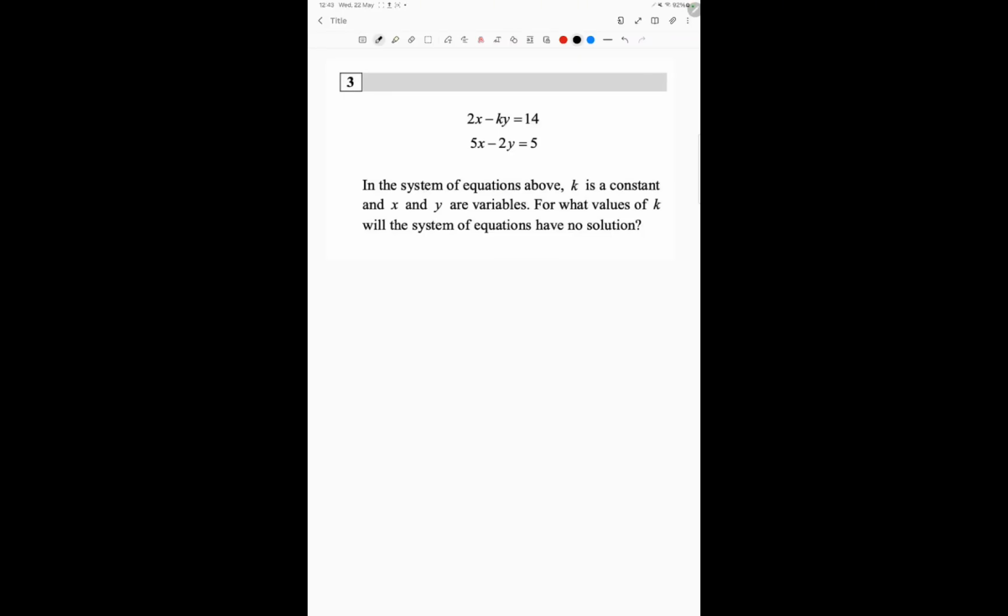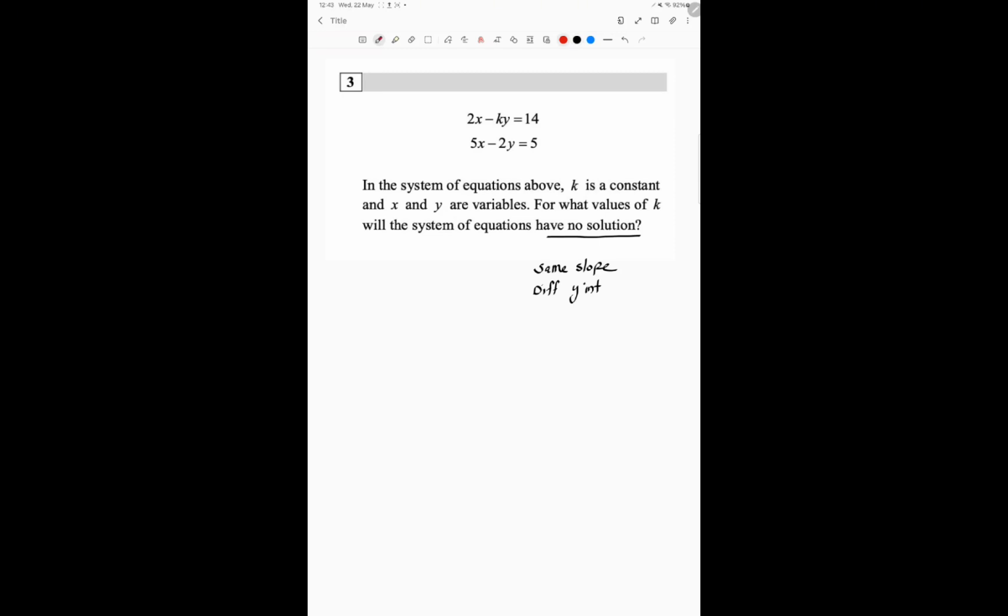Here the question talks about having no solution for a system of equations. Now, if we have no solution, it basically means that those two lines will have the same slope, but they will have different y-intercept. So same slope and different y-intercept.